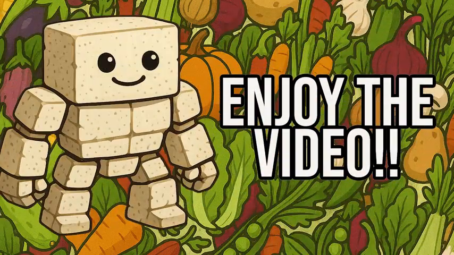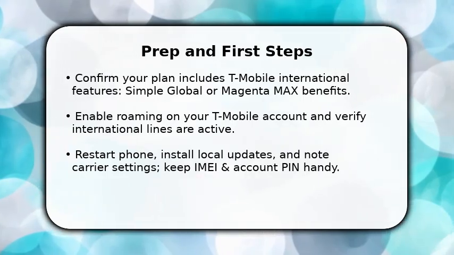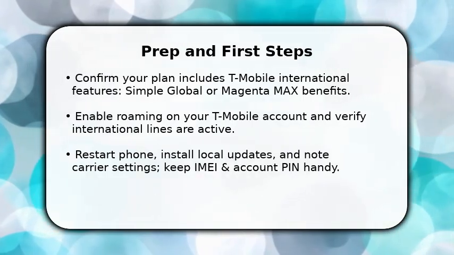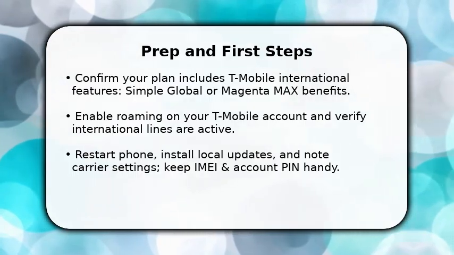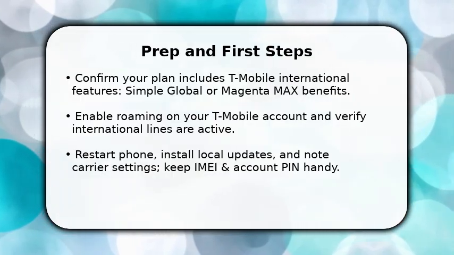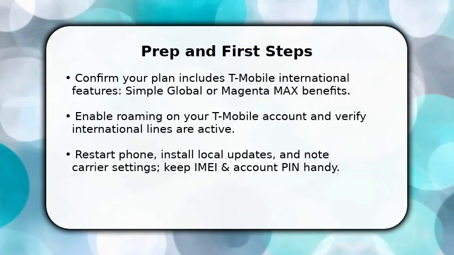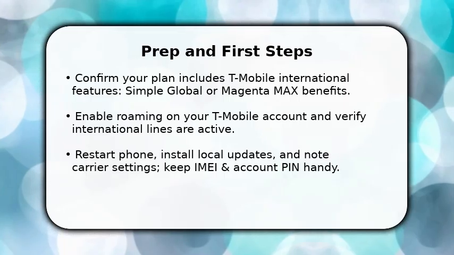Please enjoy the video. You start by confirming your plan has international service, so you avoid surprise charges. Once done, sign into your T-Mobile account or app, enable data roaming for the line you'll use, and verify the device is listed under active lines. Make sure your IMEI and account PIN are accessible in case customer support needs them.